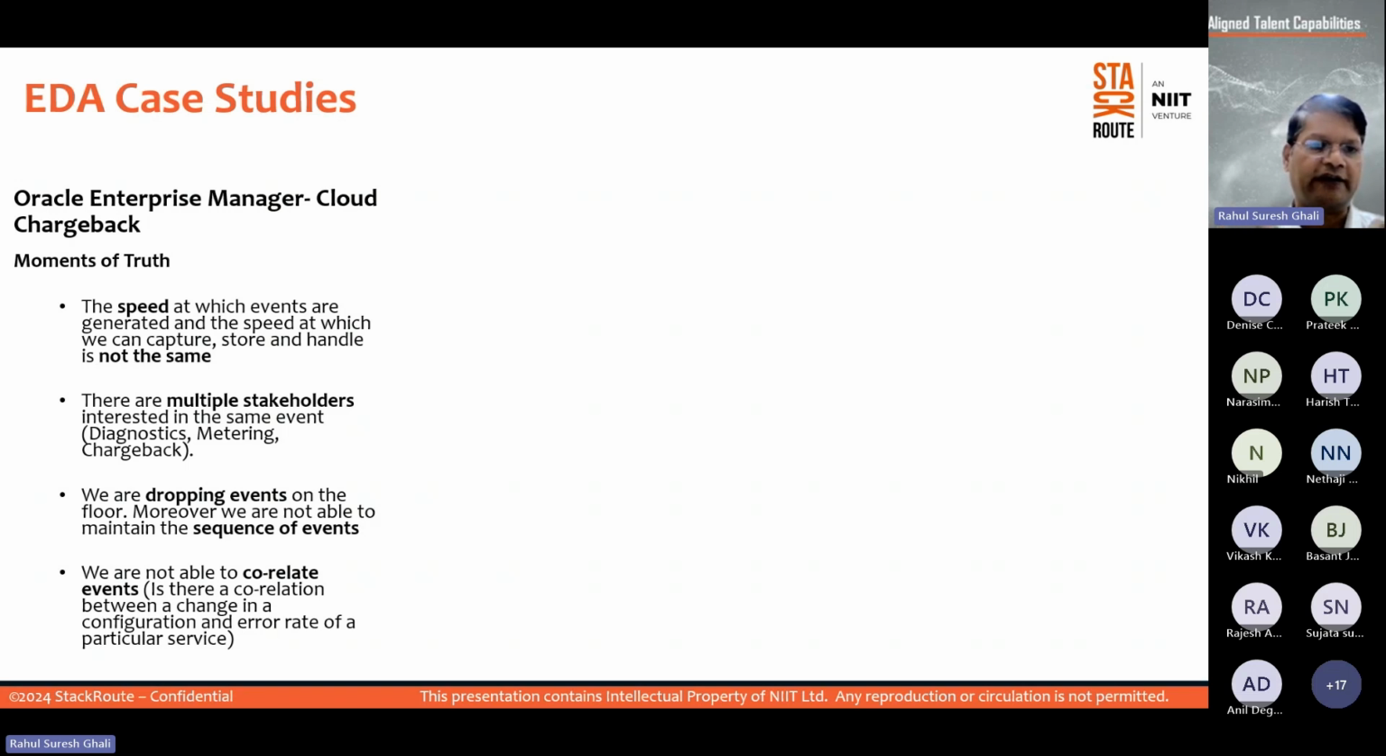Now, can we correlate these two events? For example, a change in the configuration file is an event, and certain errors surfacing or the performance degrading is another. Can we correlate this? At that point in time, there was no way for us to do this correlation, at least through Kafka, because Kafka, as I said, was in its infancy stage.